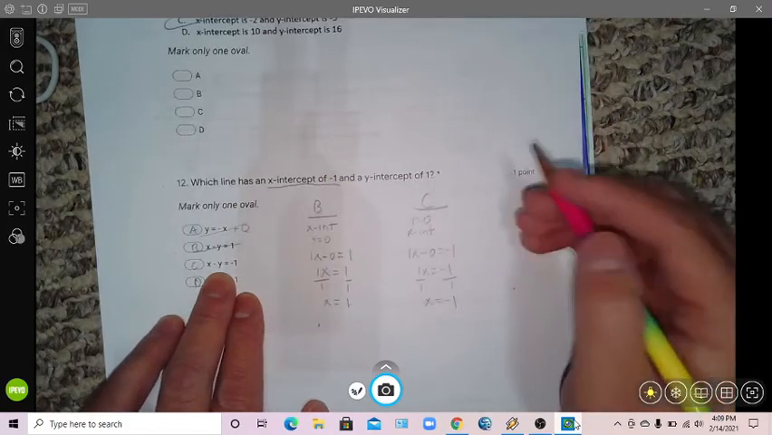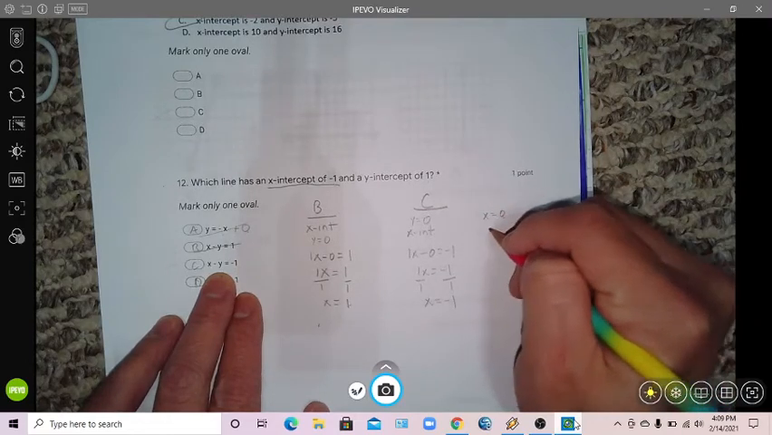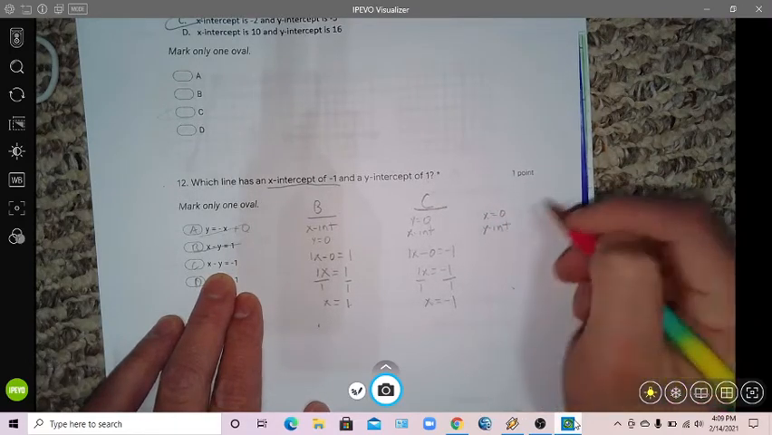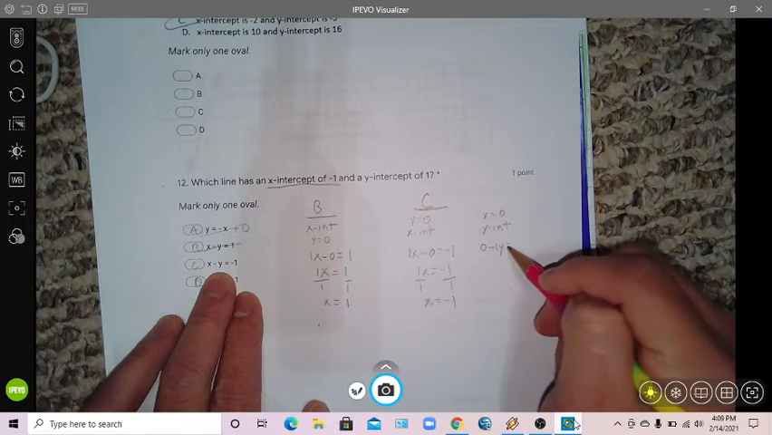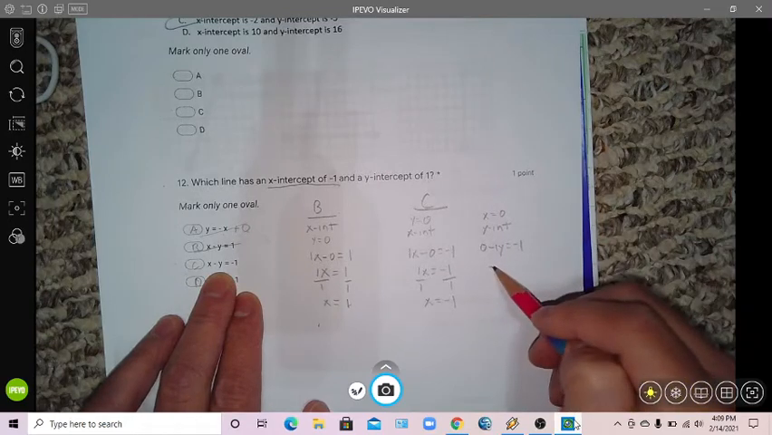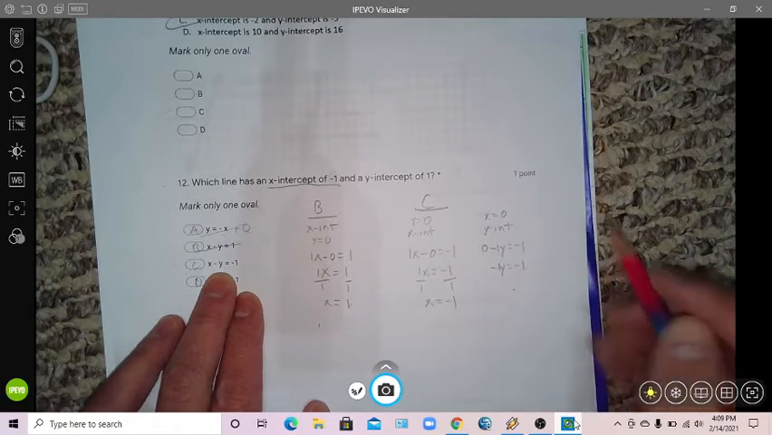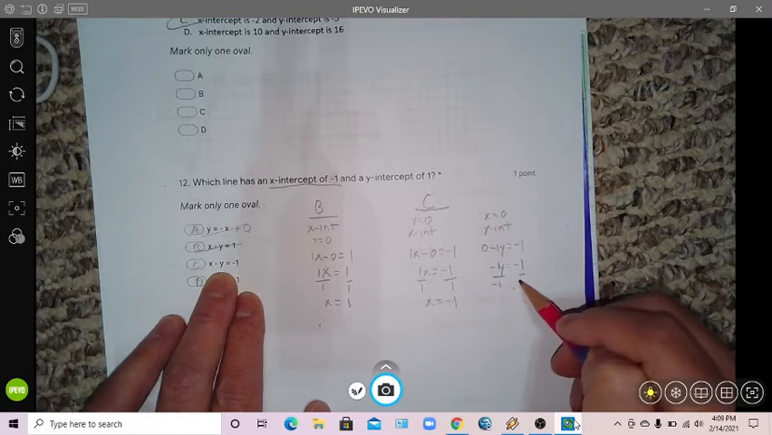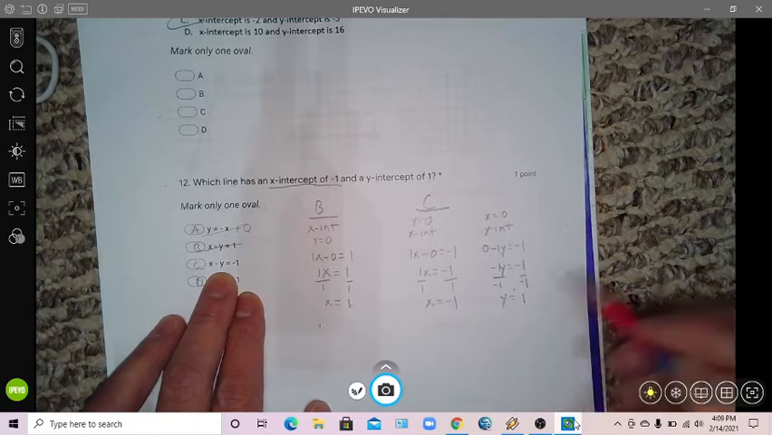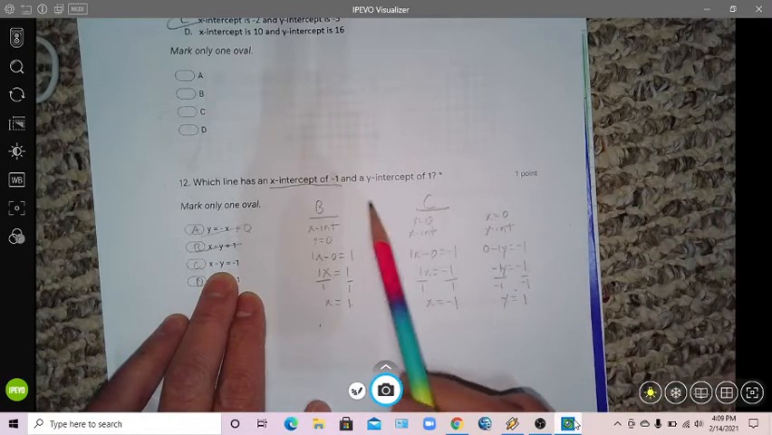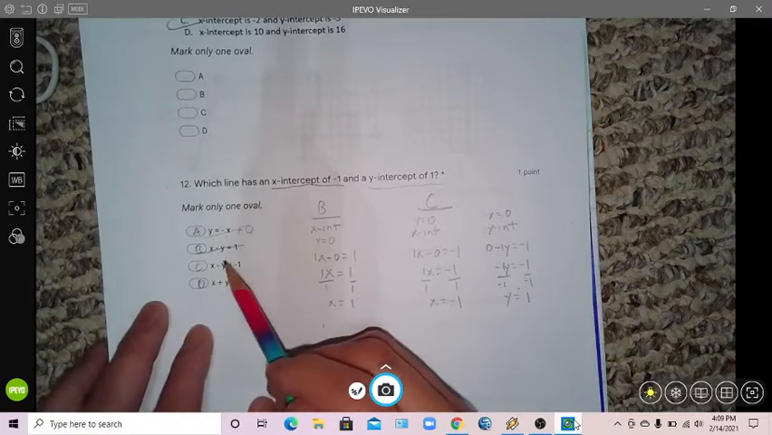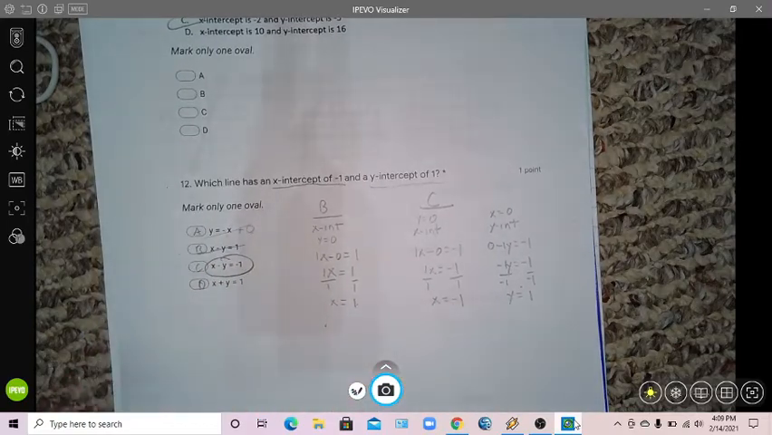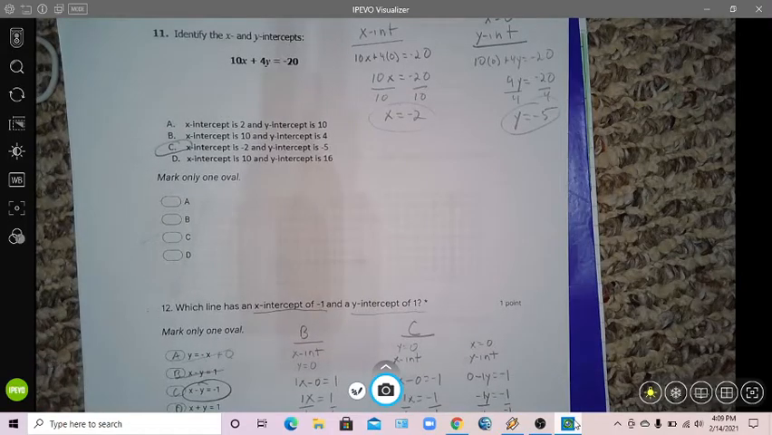Alright, let's do the y-intercept then. For the y-intercept, x equals 0, so I have 0 minus 1y equals negative 1. So I have negative 1y equals negative 1. Divide both sides by negative 1. y equals a positive 1. So the x-intercept is negative 1 and the y-intercept is positive 1. Option C is the one that I want. Okay, alright, so let's go on to number 13.